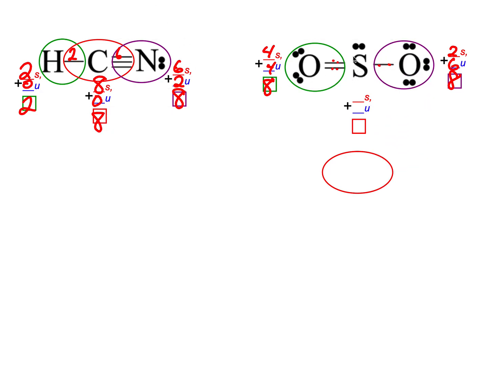And then finally, sulfur. It is going to share 1, 2, 3, 4, 5, 6. And then it has 2 of its own. 6 plus 2 is 8. If you don't get 8, you did something wrong. Everybody but hydrogen should add up to 8. Hydrogen's the only one that gets 2.